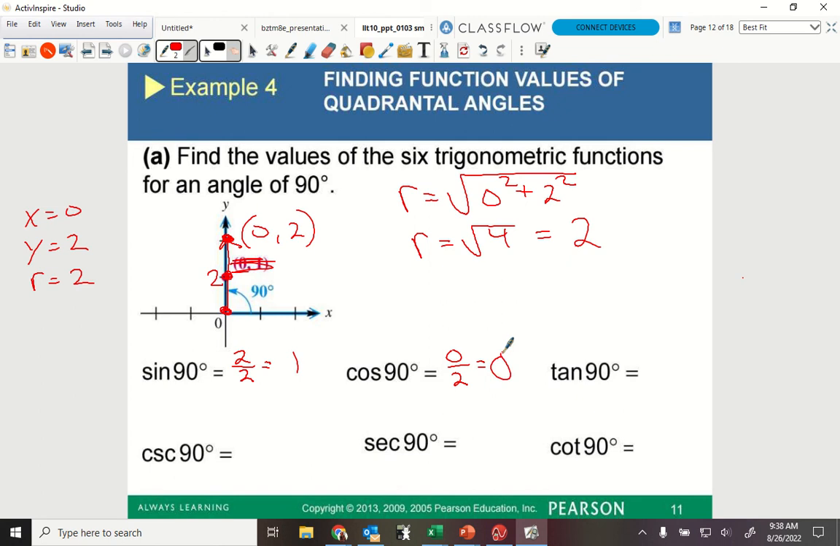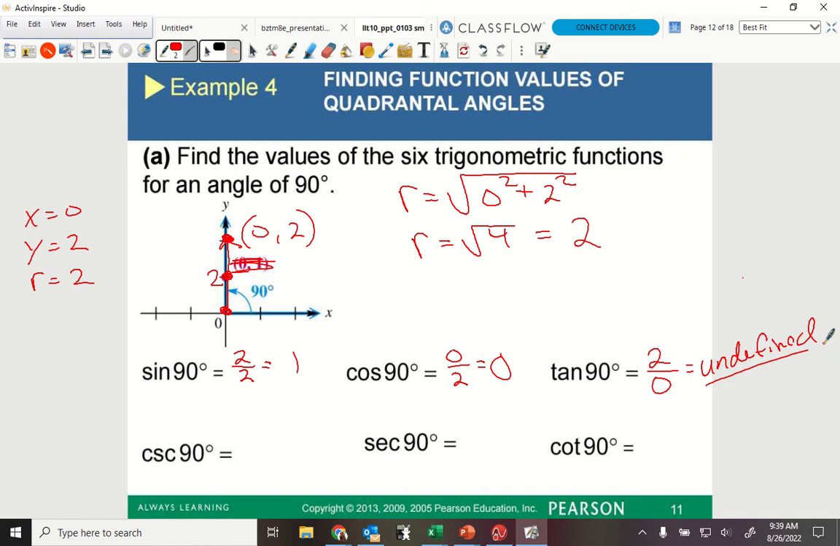Tangent. What was tangent? Y over x. What was my y? 2. Over x is. Now, can we divide by 0? Say no. Cannot divide by 0. So what are you writing on your notes right now? Cannot divide by 0. Do not divide by 0. So if I divide by 0, my answer is, anyone recall that special word? Undefined. I don't know who said it, but good job. There you go. Undefined. So if there's 0 on the bottom, it's undefined.